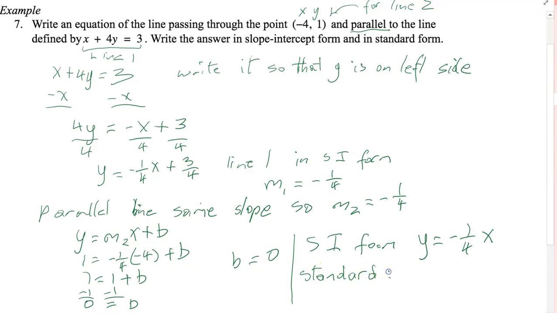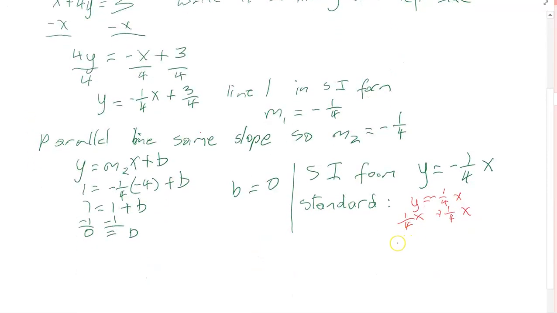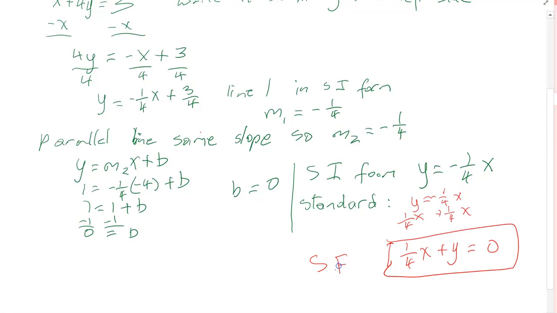For the standard form, what we need to do is have the x's and the y's on the same side. So we start with our slope-intercept form, y equals negative 1/4 x. We add 1/4 x to both sides. We will be left with 1/4 x plus y equals 0. And this is our standard form. So we have the standard form and the slope-intercept form, and we're done.